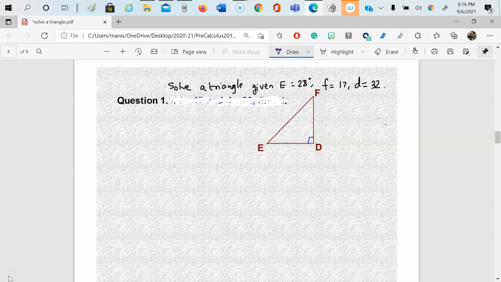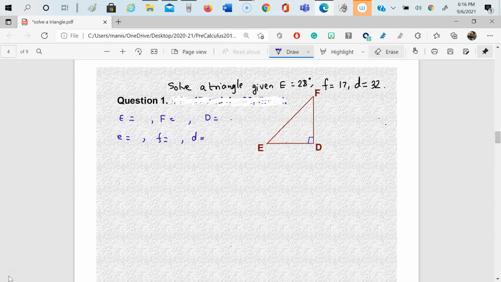Please pay attention. First of all, there are three angles over here. One is angle E, I will put a comma over here. There is angle F, I will put a comma over here. And then you have D. So these three angles are there. Then we have three sides over here: E, then lowercase f, and lowercase d.